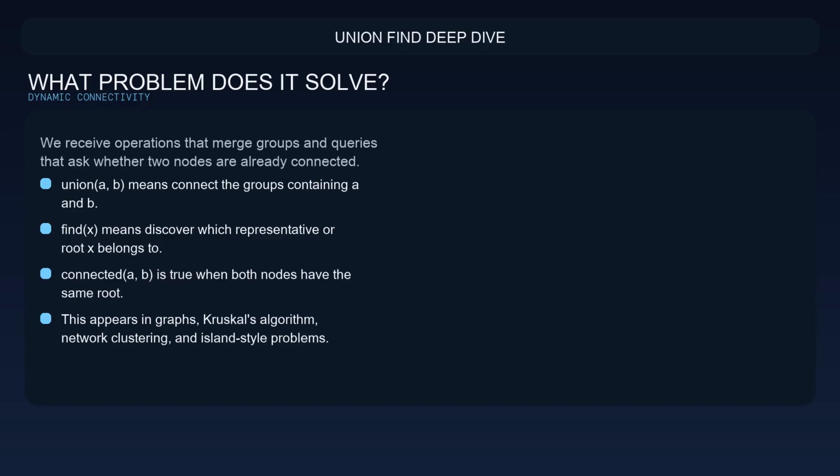Think of a stream of operations. Some operations connect two nodes. Other operations ask if two nodes are already in the same component. Recomputing the full graph after every change would be too expensive, so union find gives us a compact structure that keeps only the connectivity information we really need.